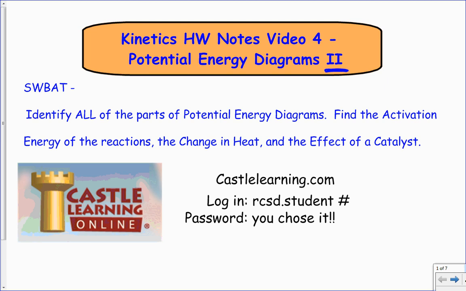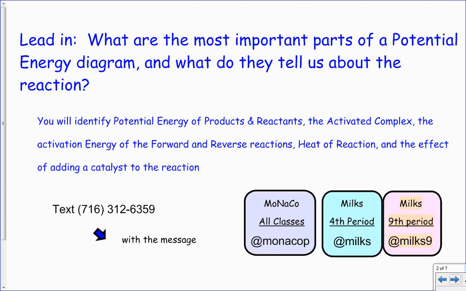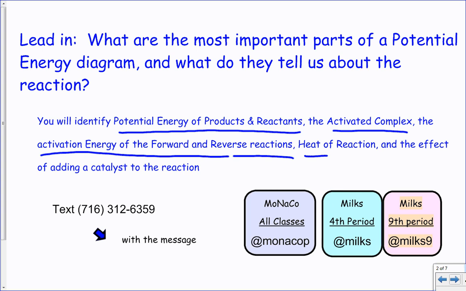Part 2. Today we learn how to label these things up in their different parts, like the activation energy, things like the change in heat, or delta H, and the effect of a catalyst. We will get into all of that in this video, so it will be slightly time consuming. The most important parts of the potential diagram, we need to be able to tell what those are and where they are specifically. And here's a whole list of them. The potential energy of our products and reactants, the activated complex, the activation energy in the forward direction and the reverse, the heat of the reaction, delta H, and of course our catalyst will all be done graphically for us.